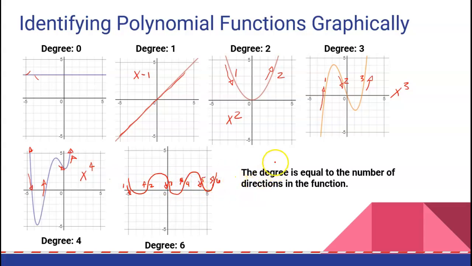So the degree is going to be equal to the number of directions in the function. If you have trouble figuring out what that means, you can draw your arrows like I do.